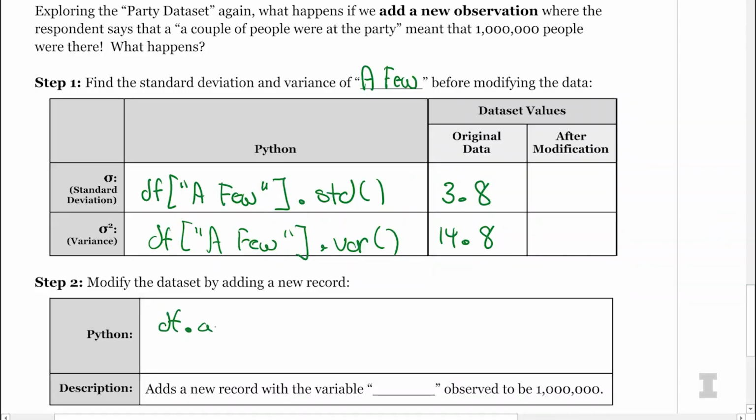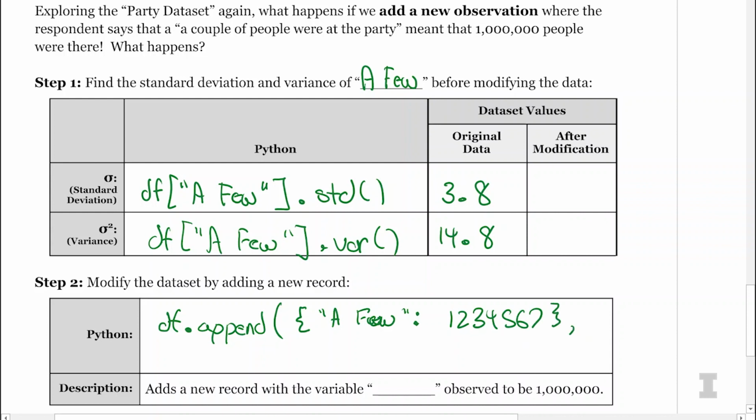14.8. Awesome. And now we're going to add a new record. And again, this is going to be a little bit of a crazy syntax. So we need to do df.append, and then we're going to open up parentheses, and open up a curly bracket and say the variable a few should have, inside of quotes a few, then a colon, and we're going to add an extreme value for a few. And I'm going to add the value, let's do 1, 2, 3, 4, 5, 6, 7. 1,234,567, closing out the square bracket.